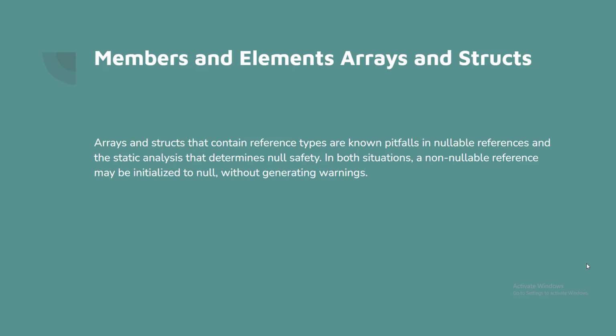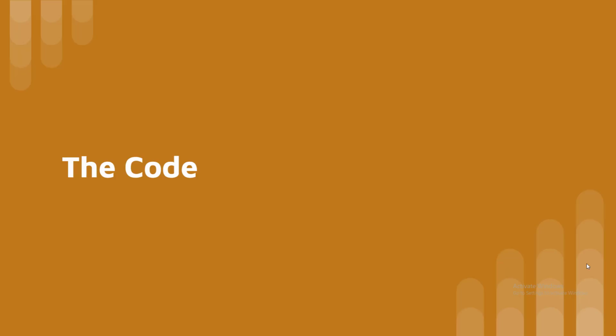Arrays and structs that contain elements or members that are nullable references, or that can contain null references, can cause you problems because they won't generate warnings. I'm not really sure why that is, and there's not a lot of information on this, but bear that in mind. If you really need that null reference safety, and you're working with an array or a struct that has members or elements, those might not be checked. So go look into that.